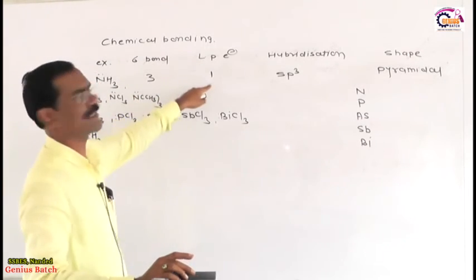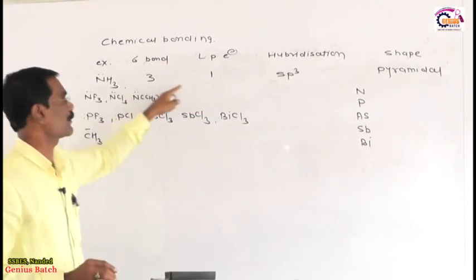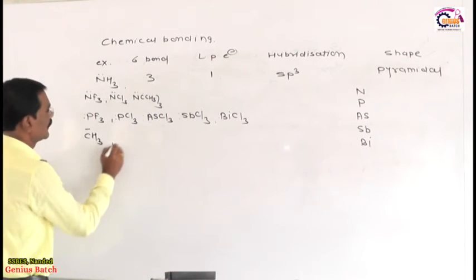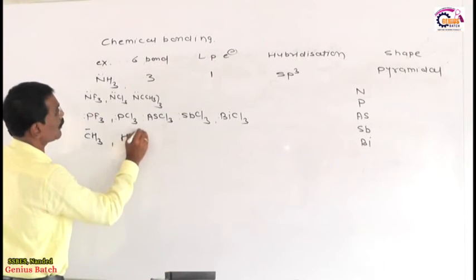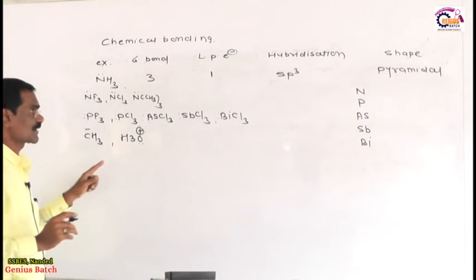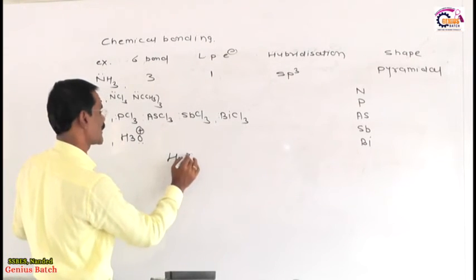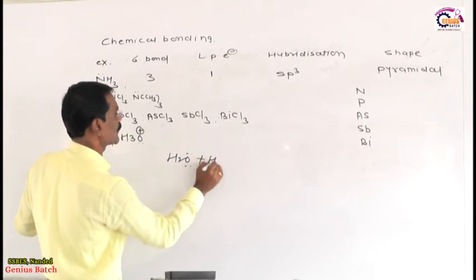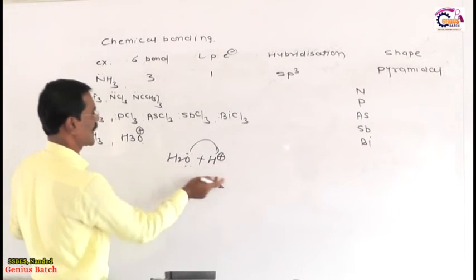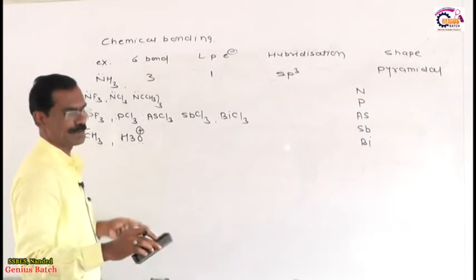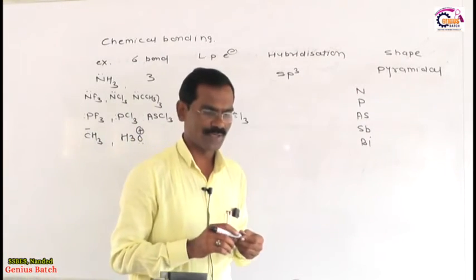3 sigma bond with 1 lone pair. Is it okay? 3 sigma bond with 1 lone pair. Then after that CH3 minus, the next example is H3O plus. You know H3O plus because in water molecule 2 lone pair is there, but one lone pair we utilize for the proton, and after utilizing for the proton, this becomes H3O plus. Then what happens in H3O plus? 3 sigma bond plus 1 lone pair.